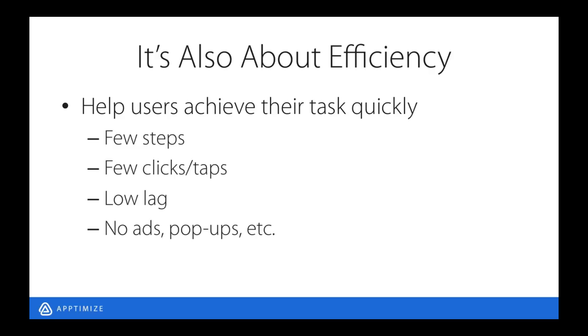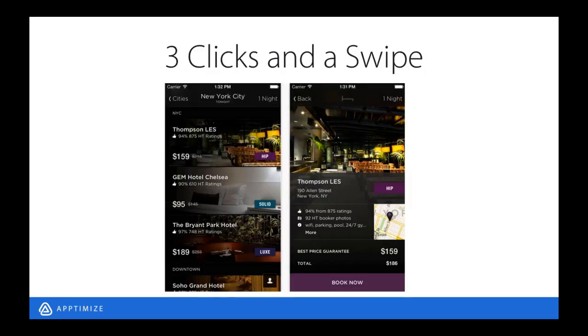You also want low lag, and you also want to have no ads or pop-ups that would be intrusive or break up your flow. Like we said before, users are really easily distracted, and the last thing you want them to do is dropping off during the process. So Hotel Tonight does a really good job of this. They're really famous for having the 3 clicks and a swipe method. That means once you open their app, in 3 clicks and a simple swipe of your finger to replace a signature, you can reserve a hotel instantly.